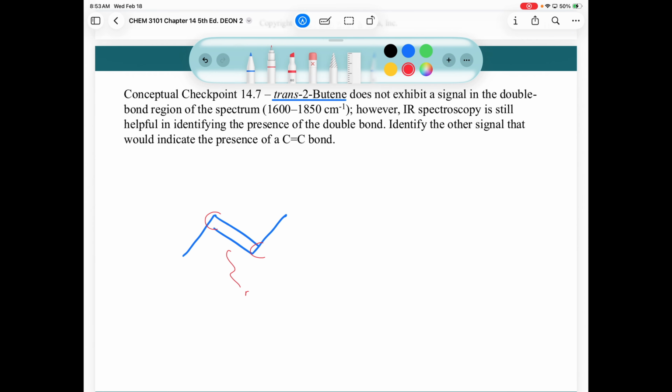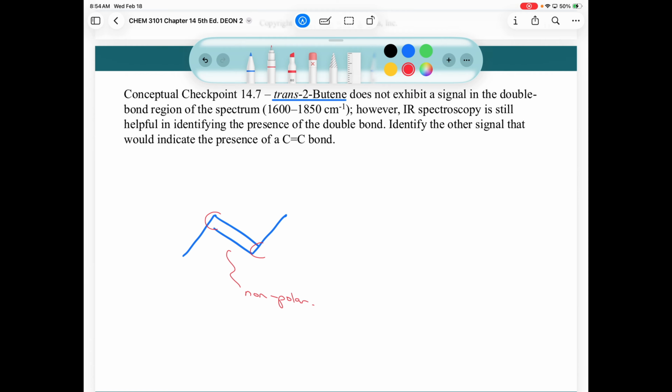So this bond is non-polar, and so it's not going to give you any signal in the region of 1600 to 1700 reciprocal centimeters. So how would you know there's an alkene in there? What other little piece of evidence could you get out of this that we've talked about earlier today? How would you know that there's an sp2 hybridized carbon in there?